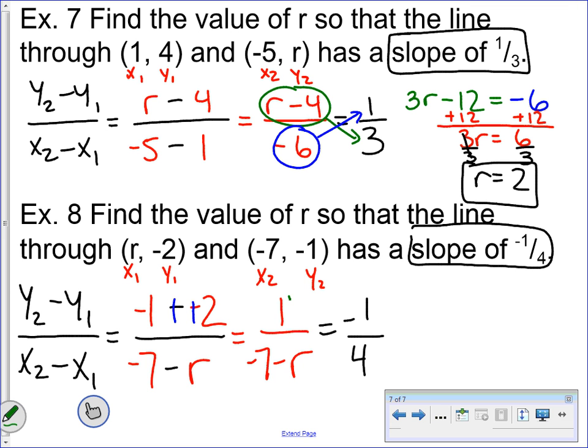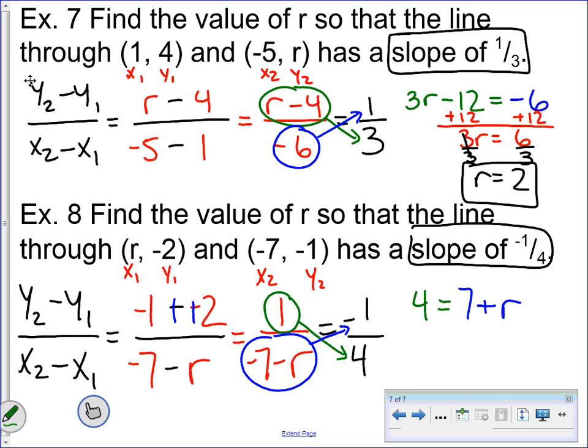So let's cross multiply. 1 times 4 is 4. Negative 7 times negative 1 makes positive 7. And negative r times negative 1 makes positive r. Again, that's the multiplication property of negative 1. If you multiply a number by negative 1, you don't change the number, you just change the sign.